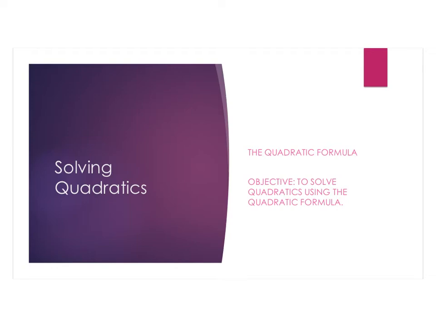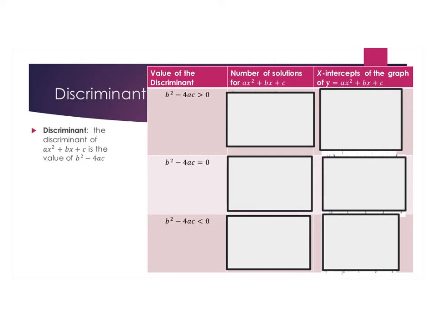Today you'll be solving quadratics using the quadratic formula. So the discriminant of ax squared plus bx plus c is the value of b squared minus 4ac. And we have some different things we can do with the discriminant.